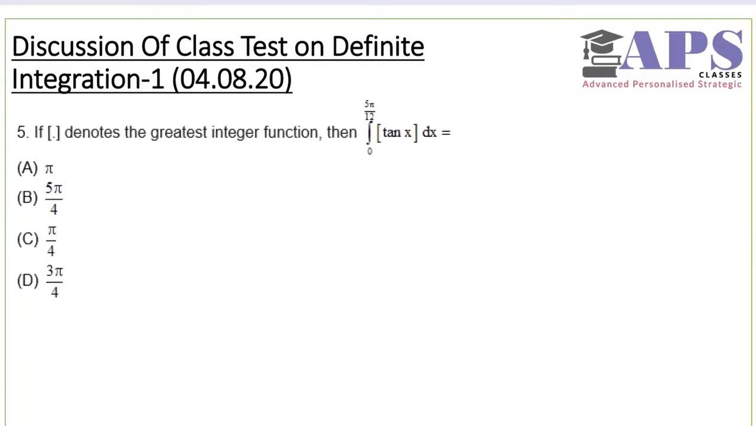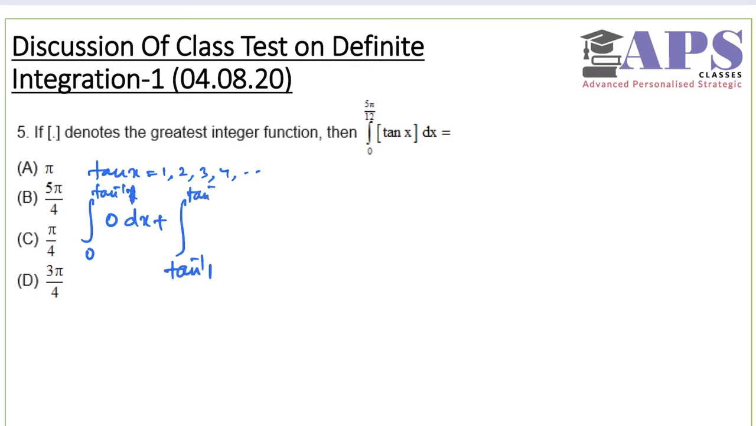In question number 5, since inside box we have a tan x, so you should know when tan x is becoming 1, 2, 3, 4, and so on. All the integral points we have to break the interval. So when tan x is equal to 1, then we get x equal to tan inverse 1. Therefore, I will write it as 0 to tan inverse 1. And in that tan x value 0 to 1, so the value of box tan x will be 0. Plus tan inverse 1 to tan inverse 2. For that, the tan x value will be lying between 1 and 2. Therefore, the box value will be 1 and then dx.